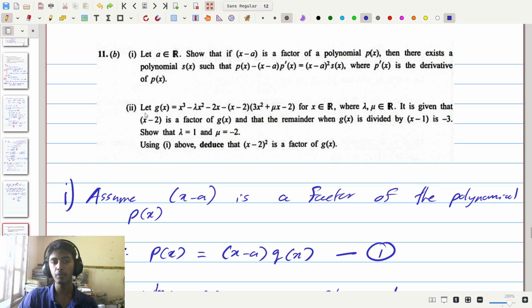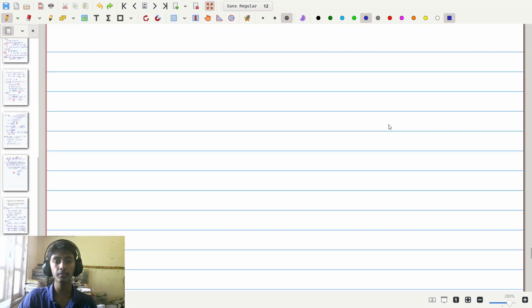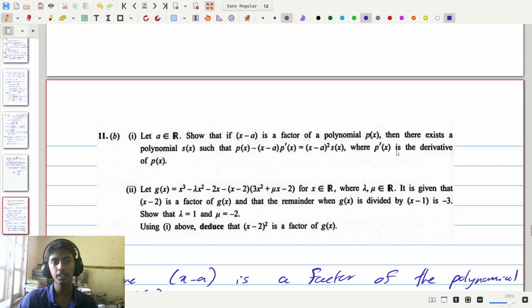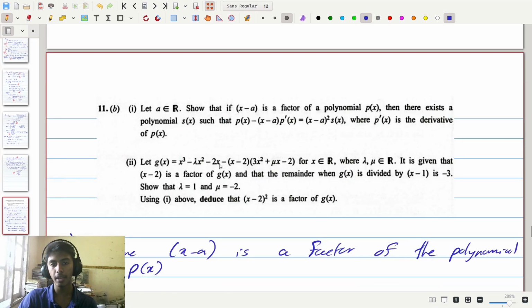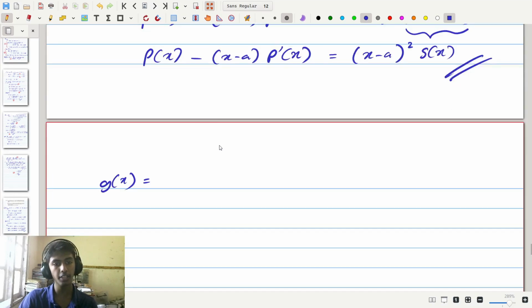So for this purpose, we're going to first write this thing down and then apply the knowledge of x minus 2 being a factor, and g of x divided by x minus 1 having remainder negative 3. So let's go down and rewrite g of x. g of x is equal to, and if I go up again because I forgot, g of x is equal to x cubed minus lambda x squared minus 2x minus x minus 2.